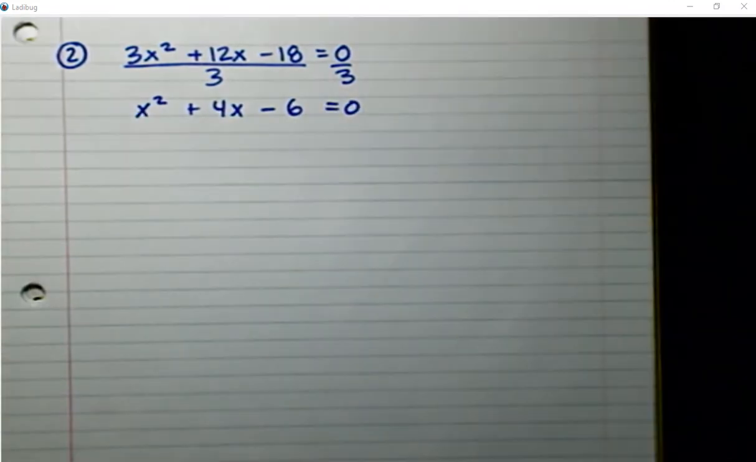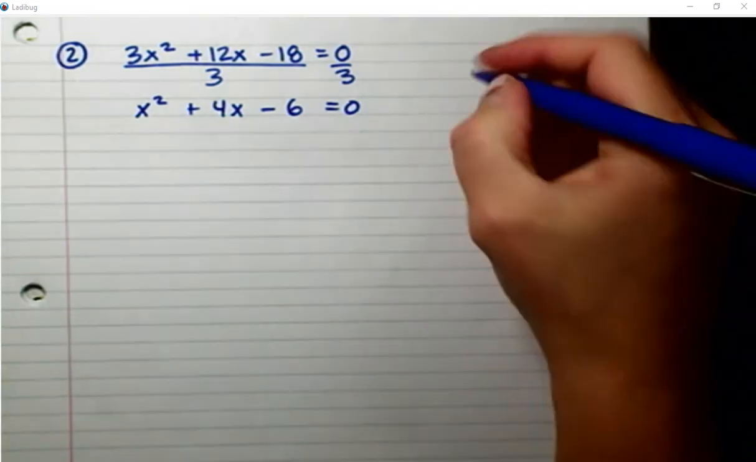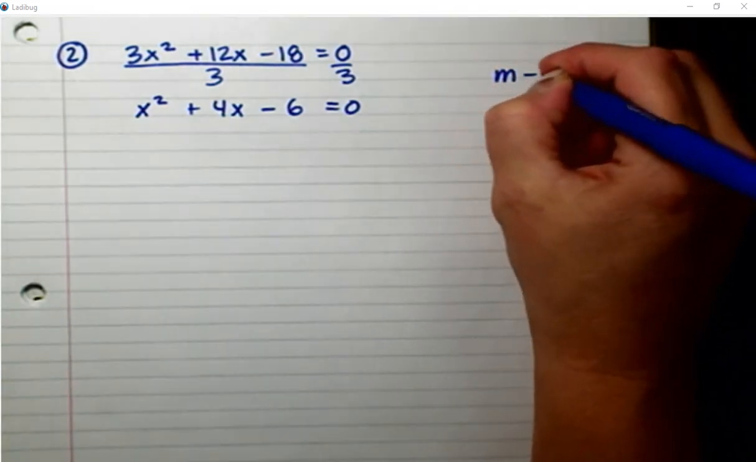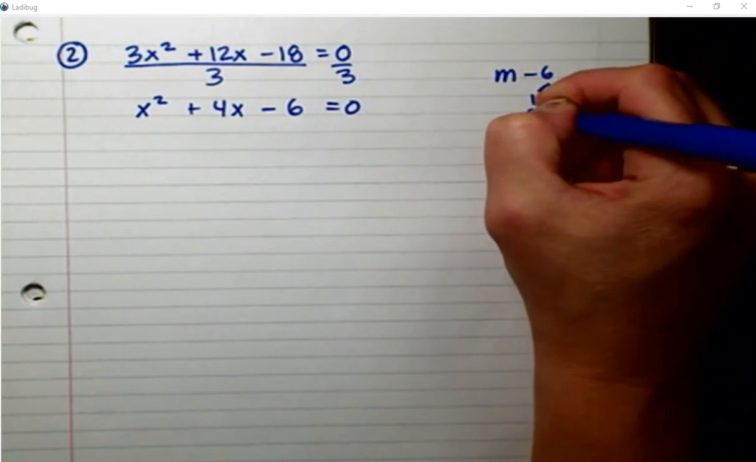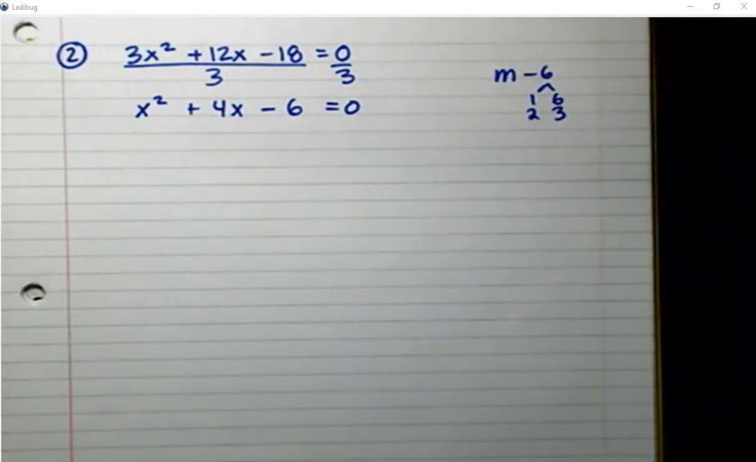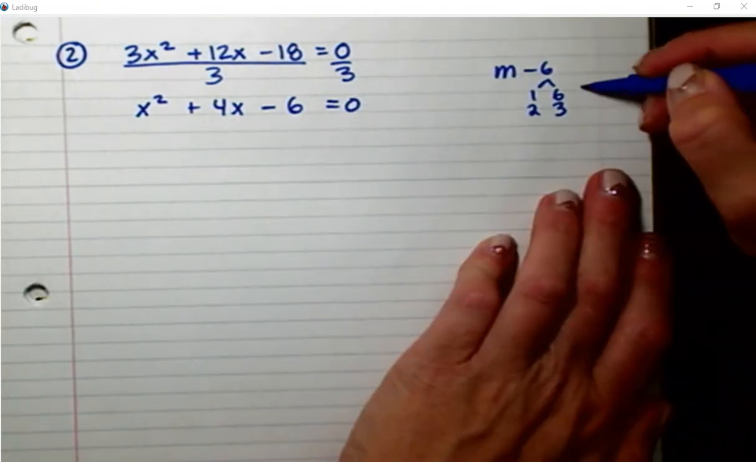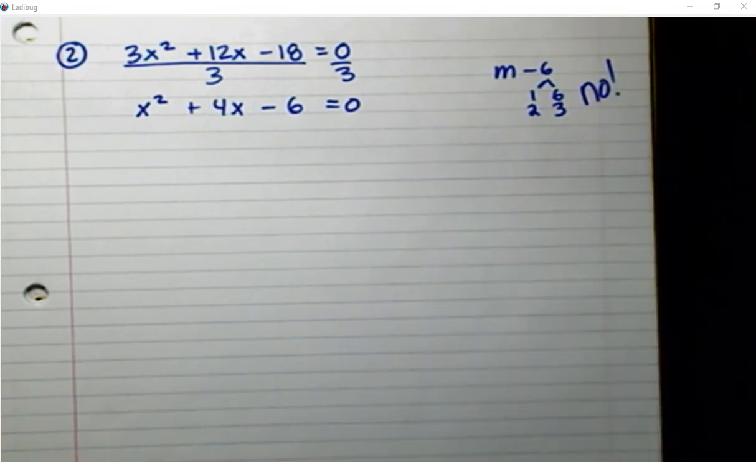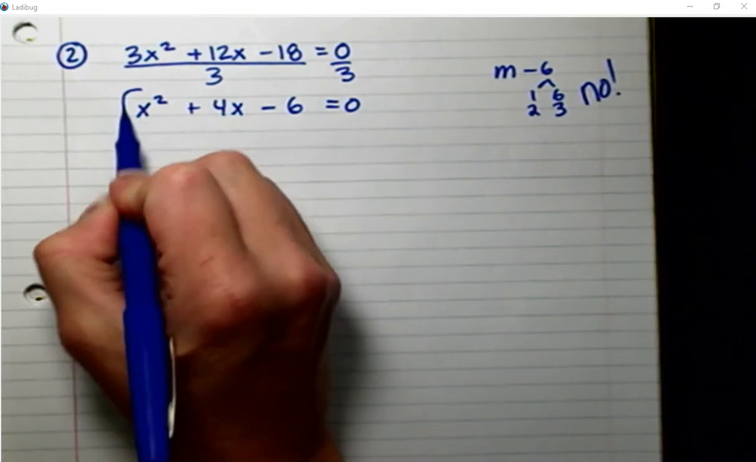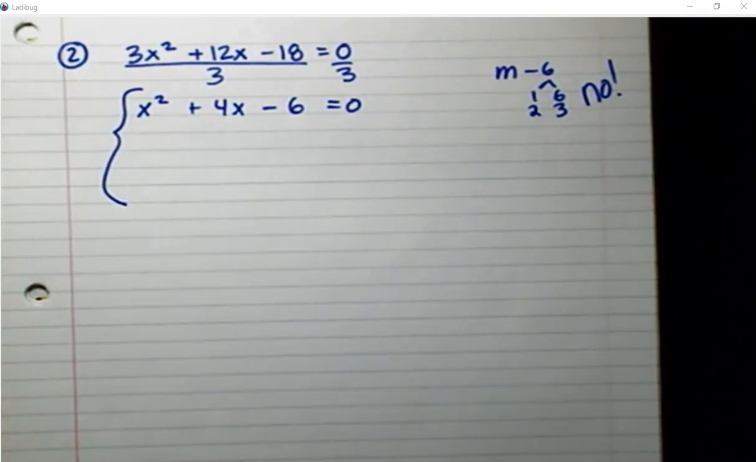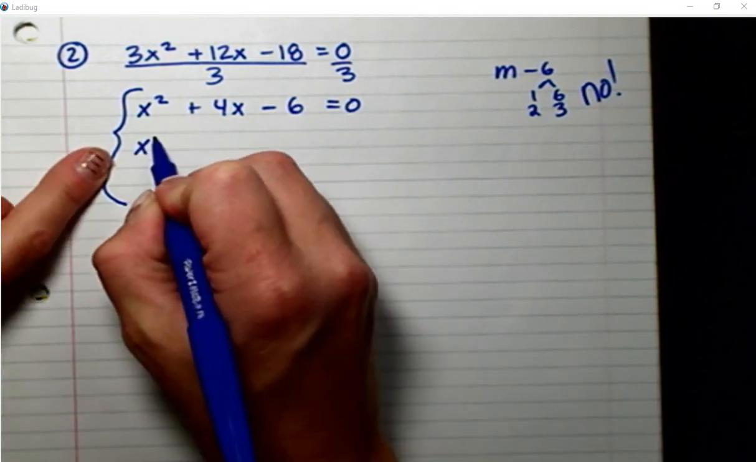And before I continue, I'm going to check, can I multiply to -6 and add to 4? No. Okay. You have to complete the square. That is the only thing that's left to do. 2 lines. Set it up, complete it.